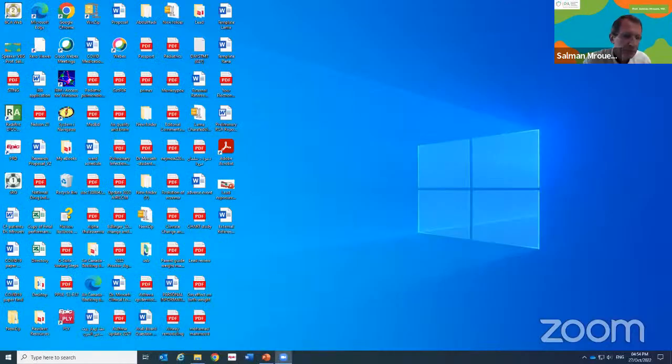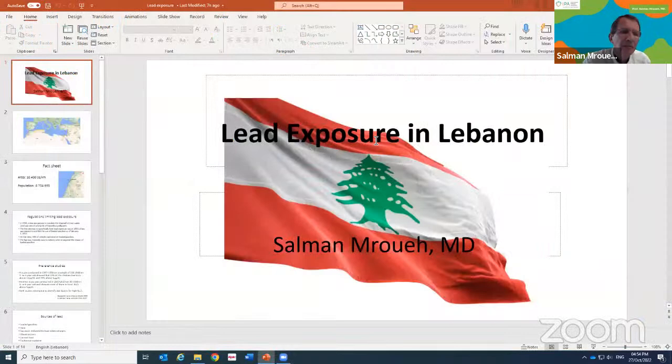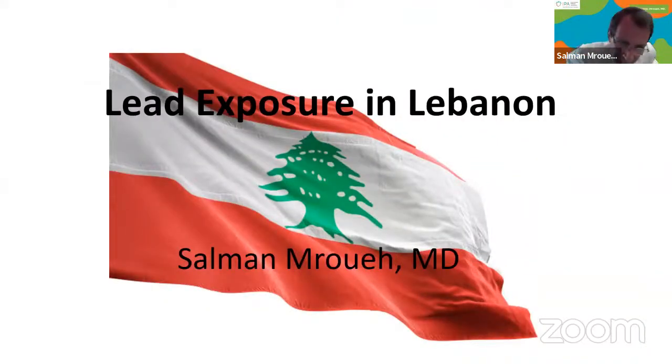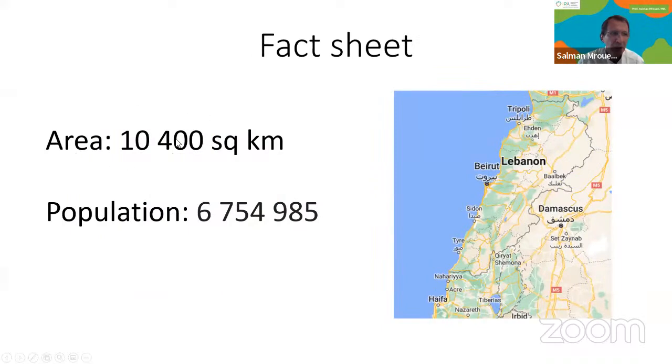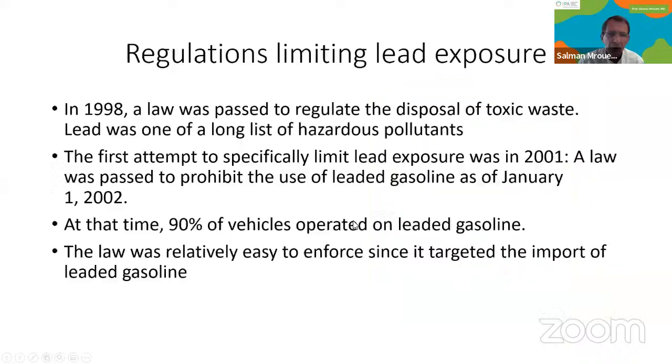Thank you, Professor Özmert. Now, I'll be talking about lead exposure in Lebanon. Lebanon is a small country on the eastern shore of the Mediterranean. It has an area of 10,000 square kilometers and a population of about 6 million 750,000.